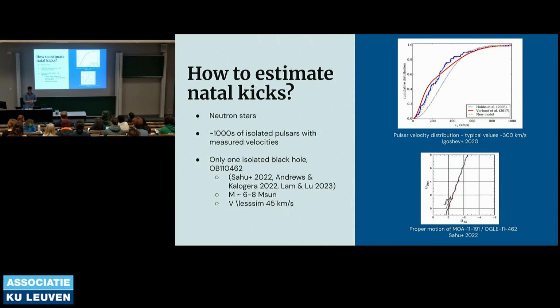We have on the order of thousands of isolated pulsars with measured velocities, right? Not radial velocities, but transverse velocities on the sky. Here on the top is a study from Andrei Igoshev that looked at transverse velocities. The blue line here is a CDF of the observed velocities, and there's some models they try and fit to this curve. But in general, you can say that for isolated pulsars, their velocities are typically on the order of a few hundreds of kilometers per second.